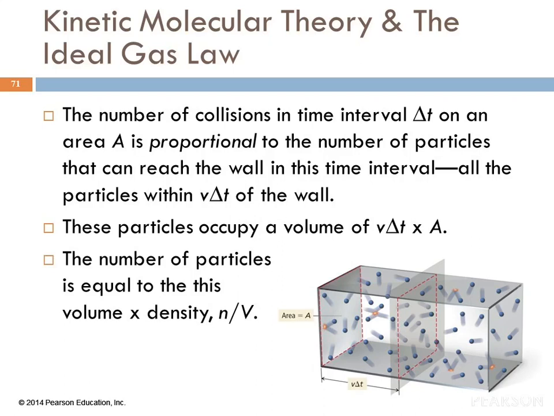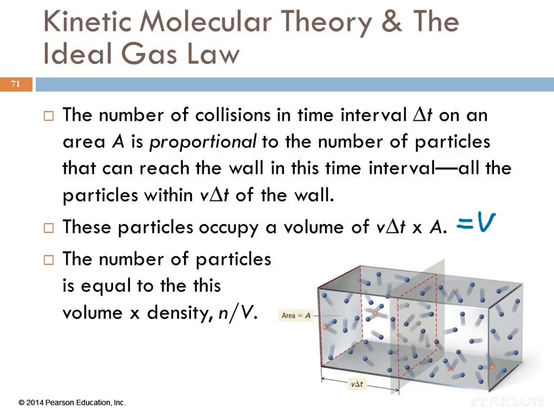So we say, let's see, the number of collisions is proportional to, well, actually I don't want to do that just yet. So those particles are occupying a volume of this distance times the area, because the volume of a cube is length times width times height, right? So here's the length, and there's the width and the height. The width times the height is the area of that wall we're interested in. We're taking that area times this distance, and that is the volume that those particles are in.